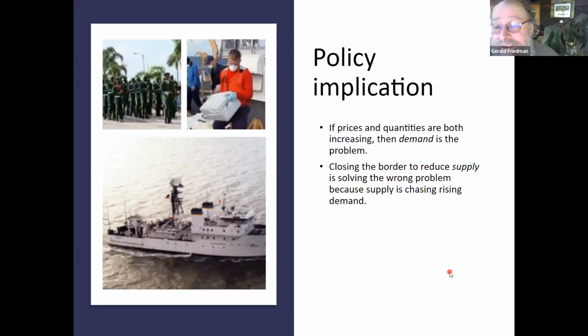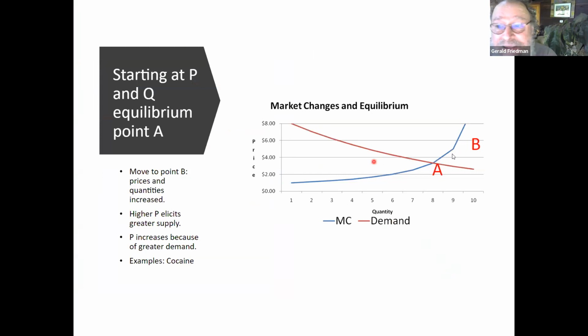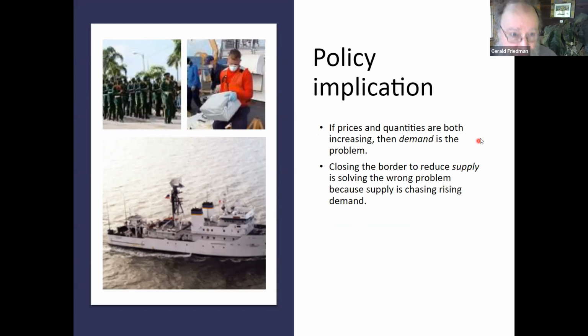It's demand. Demand has to change. If supply increased, then you'd be buying more at lower prices. If supply decreased, if things became more expensive, then you'd have higher prices and people would be buying less. No, it has to be that demand went up. So if that's the situation, closing the border to reduce supply is not going to help. You have to focus on demand.